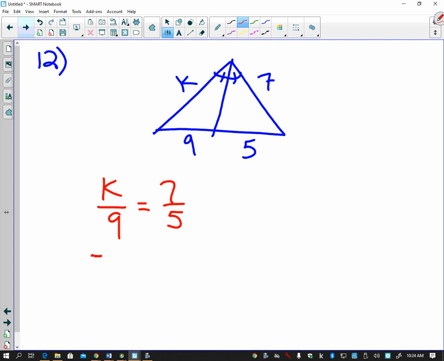So I've got 5K equals 63. Divide by 5. K equals, what's that, 12.6? Okay, let me double check on some answers here. They actually leave it as 63 over 5.